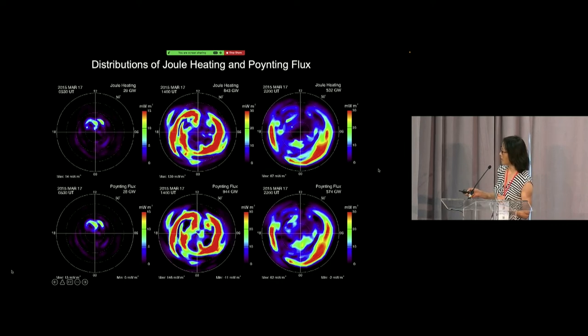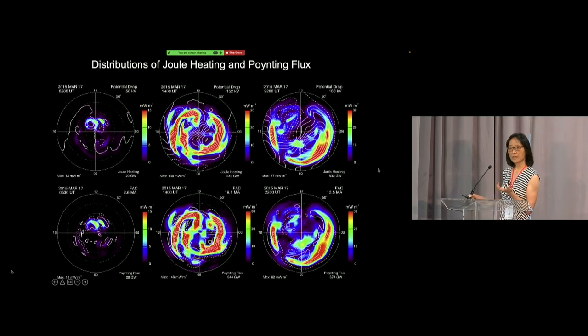The local maxima are also different, and in some locations, in the dark spots, maybe you cannot see as well. So again, I'm apologizing for the scale and the fonts, probably not too visible from the back of the room. What I'm trying to illustrate here is that downward Poynting flux does, the majority of the time, dissipate as Joule heating, but it's not exactly one-to-one.